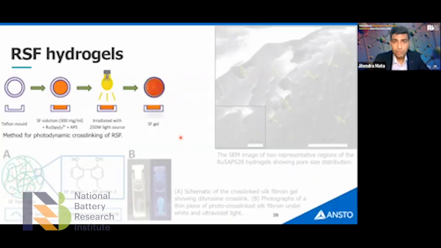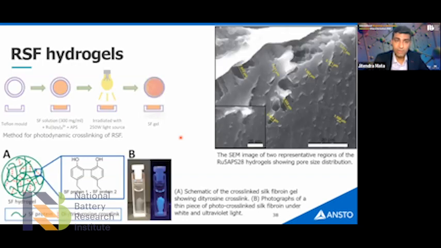So what we did, we took the silk and mixed it with photo initiators and other compounds which can use light and make the hydrogel possible. Basically we form the hydrogel, and you can see the nice SEM image here. From the surface you can see these large pores, and roughly the pore size is 2 micron or something like that. These pores are very important because they allow blood or body fluid or liquid to go through and provide that porosity of the material.